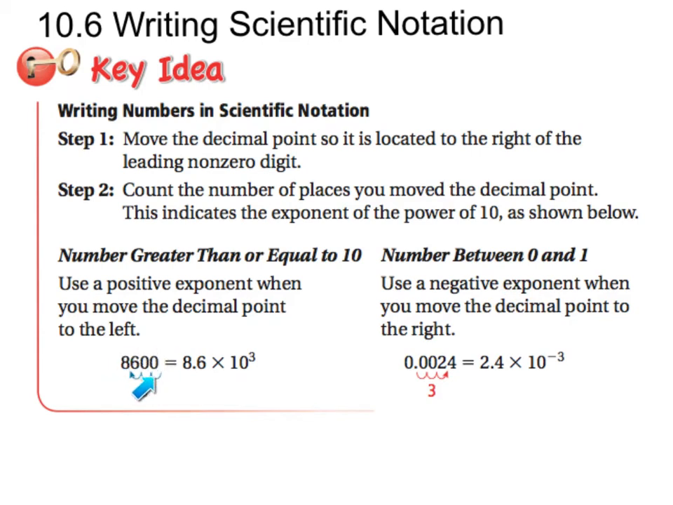As you can see here, we have a number that's bigger than 10. Therefore, we move the decimal 3 places to give us 8.6, and so our integer is 3: 8.6 times 10 to the third power. Over here, we start with 0.0024. This number is less than 1, it's between 0 and 1. To make the number between 1 and 10, I'm going to move the decimal between the 2 and the 4, so we get 2.4. I moved it 3 places, and since the number was less than 1, it's going to be a negative power: 2.4 times 10 to the negative 3 power.